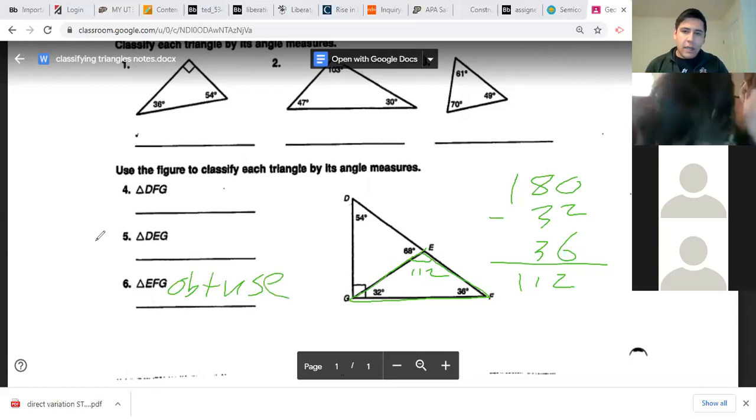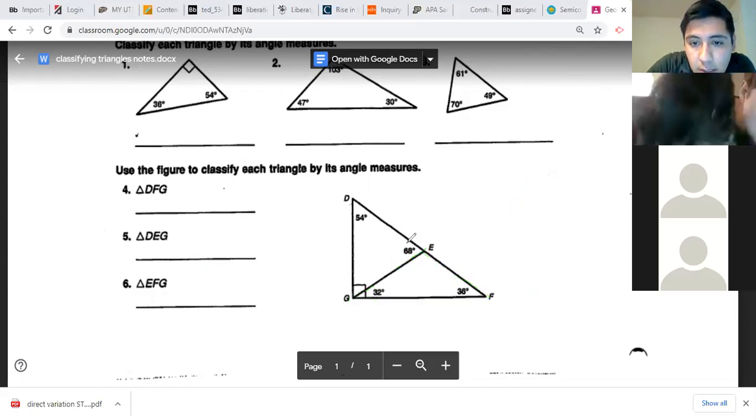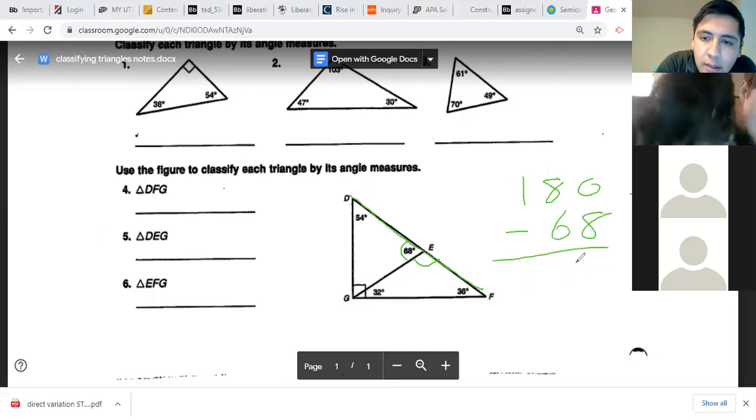Exactly. Now there's another way that we can figure this out as well. If you notice, we have a straight line right there, right? And we know that this angle is 68. So we can actually subtract 68 from 180, and that should also give us 112, right? Because both of those angles have to be equal to 180.